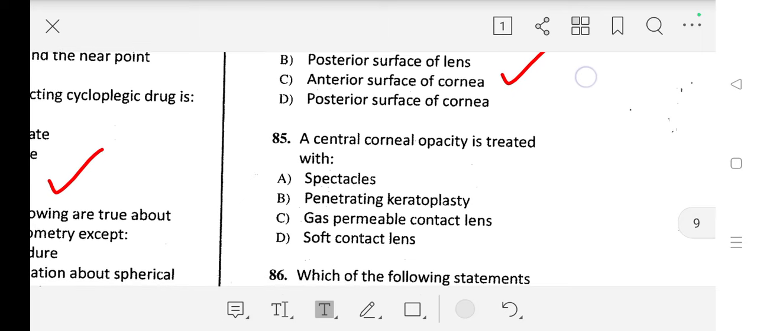Next question is question number 85. A central corneal opacity is treated with spectacles, penetrating keratoplasty, gas permeable contact lens, soft contact lens. Its right answer is B part, penetrating keratoplasty.